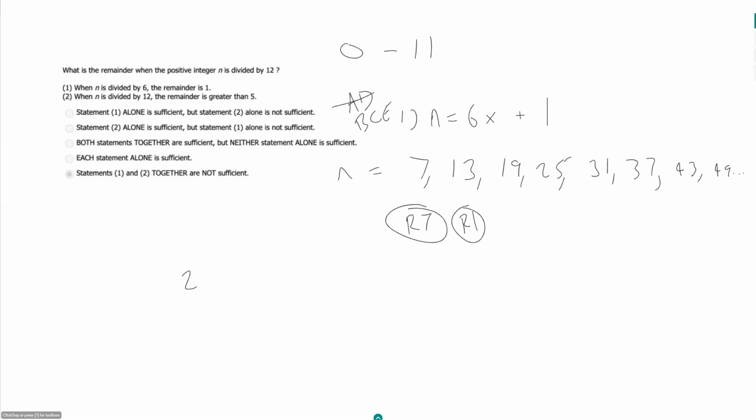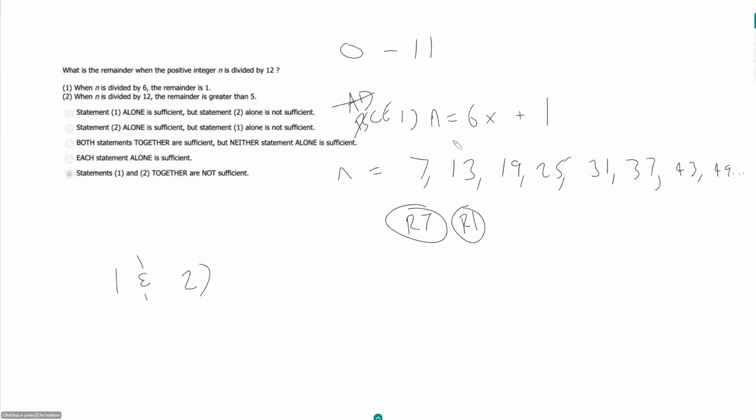Statement 2 says when n is divided by 12, the remainder is greater than 5. Okay, we already said that unless we know something about n, 0 through 11 are options. So in terms of possible remainders greater than 5, we can have 6, 7, 8, 9, 10, 11. By itself, this is going to be insufficient. So really, we just got to look at them together.